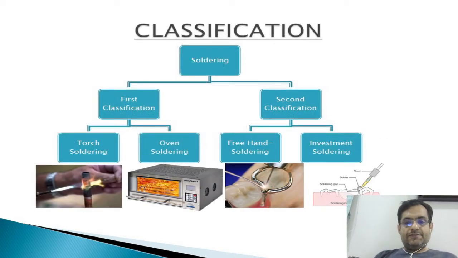Next comes the classification of soldering. So there can be two types of classification for soldering. First classification is torch soldering or oven soldering, and second type of classification is freehand soldering and investment soldering. So most commonly used procedure in dentistry is torch soldering and freehand soldering.